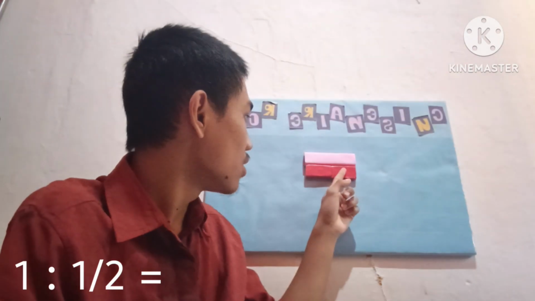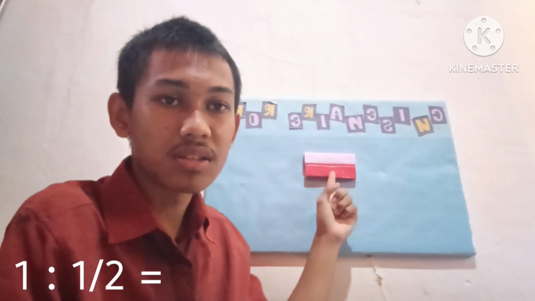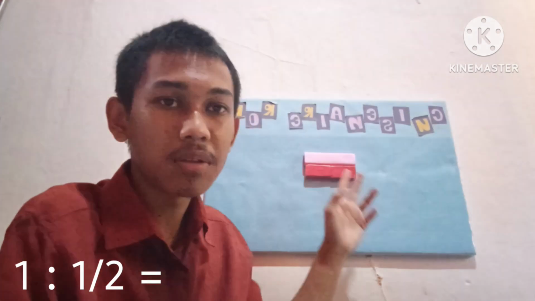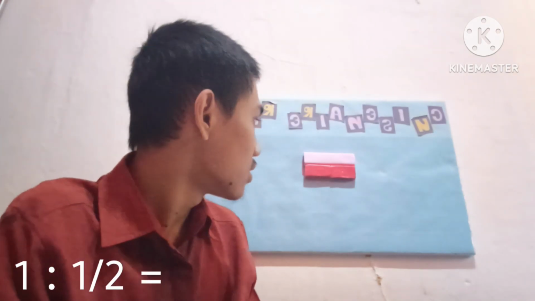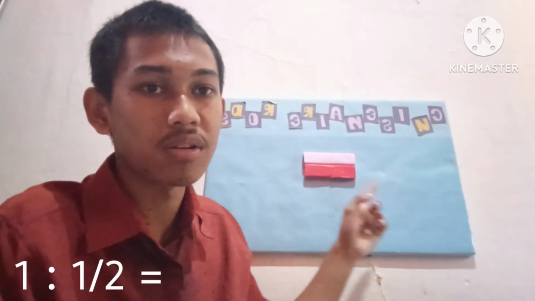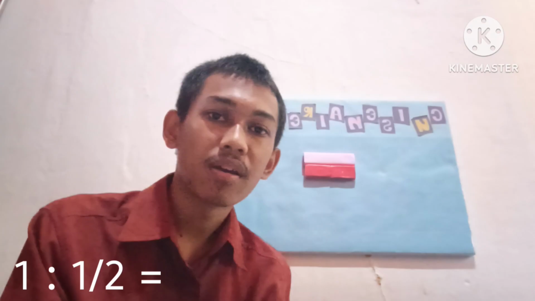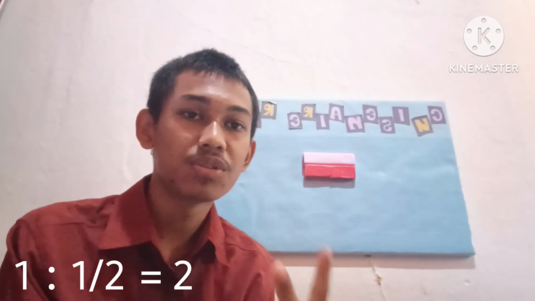And we can see one red rod here is a half of the pink rod, because 2 red rods is equal to 1 pink rod. And how many red rods can fit in the pink rod? As we can see, this is 2 red rods. So 1 divided by a half is equal to 2. Okay, that's all from my explanation about Cuisenaire rods.